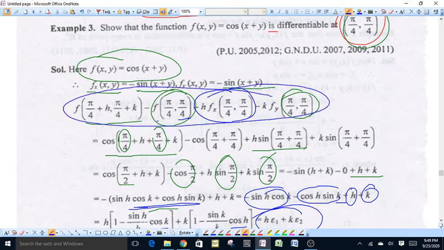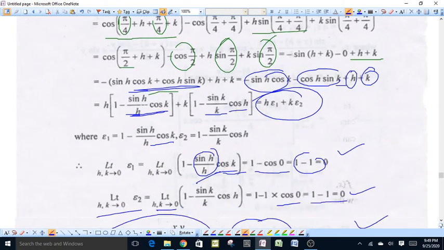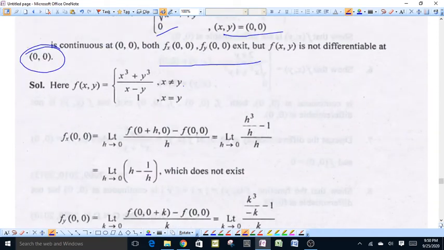and expressing this expression in terms of h and k, that is in the form of h times epsilon 1 plus k times epsilon 2, and by taking the limits of epsilon 1 and epsilon 2 as h and k approach 0 independently. If the limits of epsilon 1 and epsilon 2 come out to be 0, both, then we say that the function is differentiable.